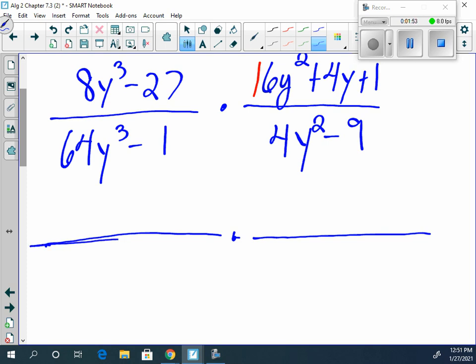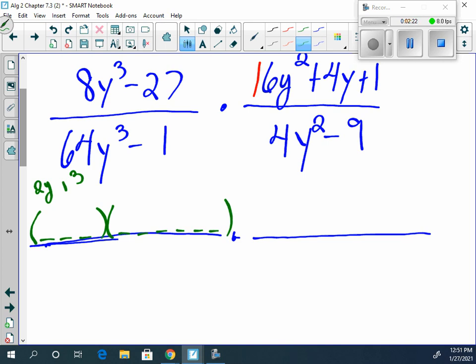For the first one here, 8y cubed minus 27 is a difference of perfect cubes. Because our 8y cubed, we can really say that this is 2y for our first term, and our second term is 3, because the cube root of 27 is 3. So we have these two terms. So we'll have our 3 spaces and 1, 2, 3, 4, 5.